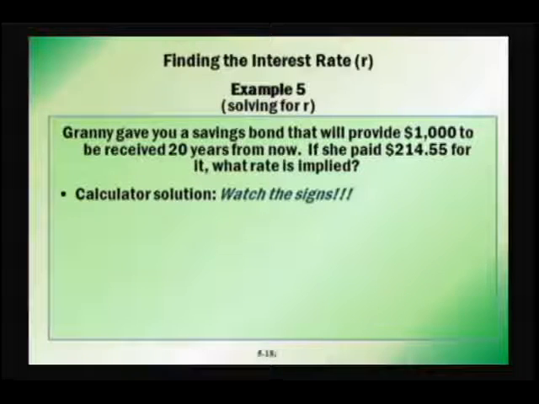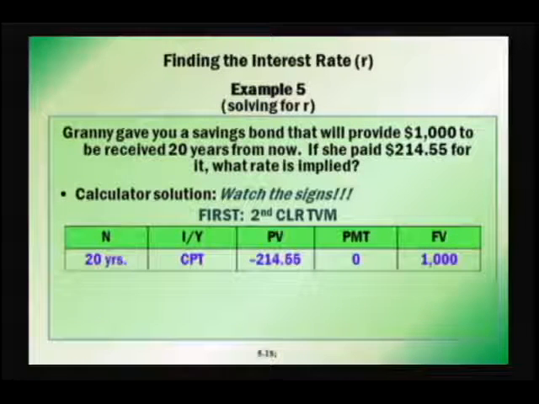Now, we need to pay attention to the signs because we have cash inflow and outflow. We have 20 years. The present value is what we started with. Did Grandma pay that out, or was that a cash inflow? I believe that was an outflow. She paid it. So that'll be a negative $214.55. The $1,000 will come to us. That's a positive or a cash inflow.